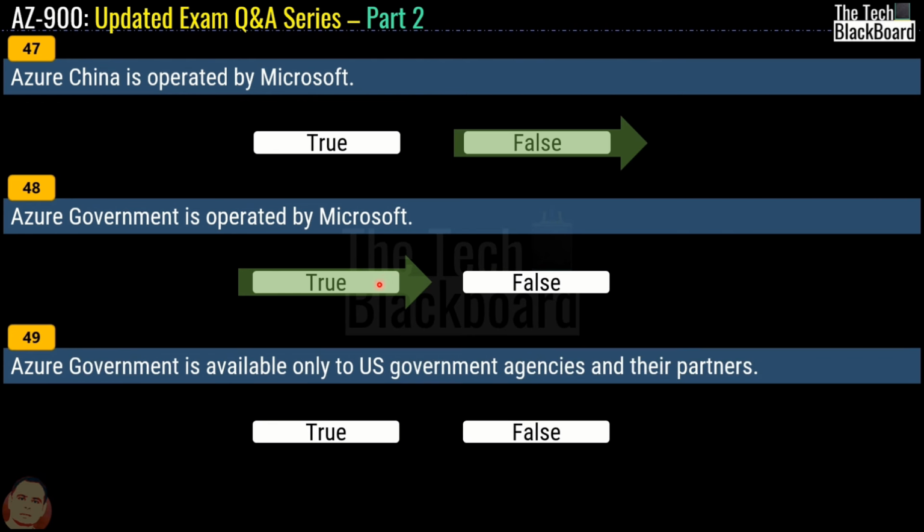Now let's move to question number 49, and it says that Azure Government is available only to US government agencies and their partners. And the correct answer, of course, is true.